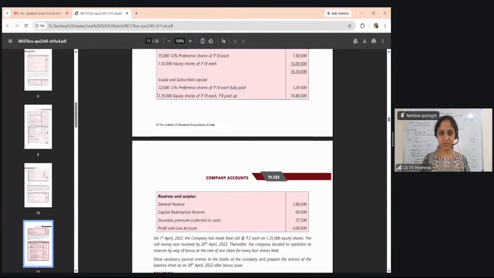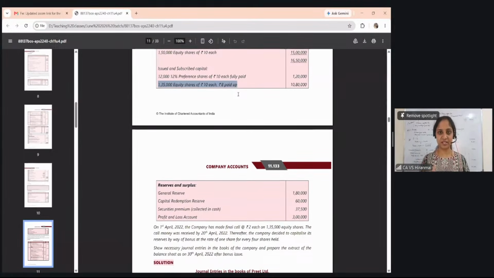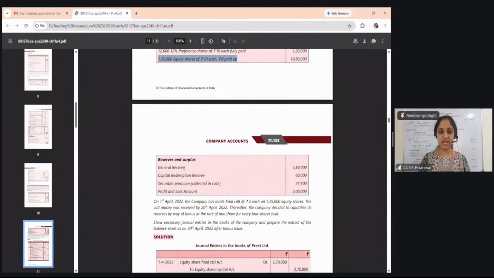This is also a similar question. 1,35,000 shares of 10 rupees, just 8 paid up. So first make the final call. 1,35,000 into 2 rupees, 2,70,000. And then here all the accounts that we are normally dealing with. Here there is no revaluation reserve. It becomes a very easy question.